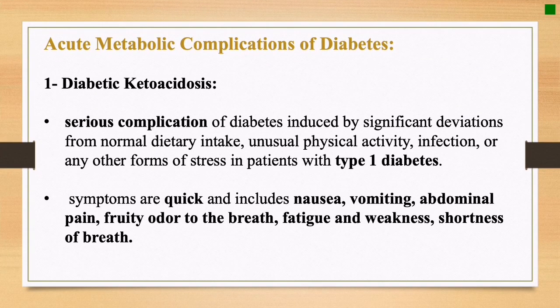The acute metabolic complications of diabetes include diabetic ketoacidosis. In patients with type 1 diabetes, significant deviations from the normal dietary intake, unusual physical activity, infections, or any other forms of stress may worsen the metabolic imbalance, leading to diabetic ketoacidosis. Symptoms are quick and include nausea, vomiting, abdominal pain, fruity odor to the breath, fatigue, weakness, and shortness of breath.